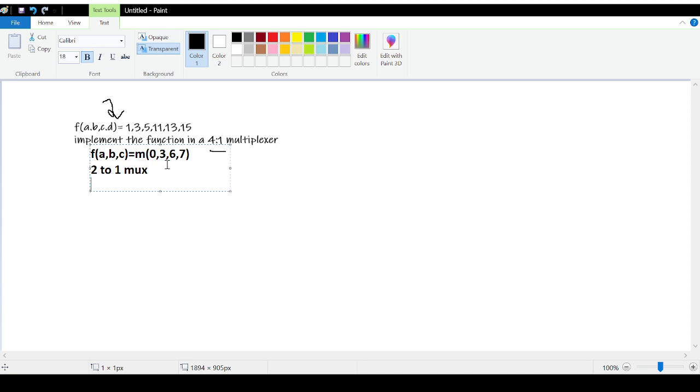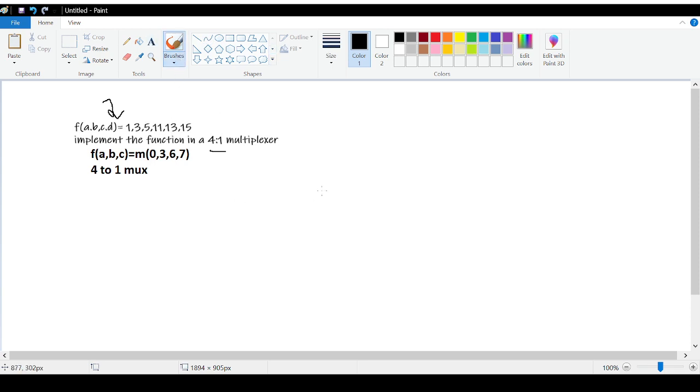Guys, last class, was this the question? Can somebody tell me? I think I gave you guys a function to implement. No, it was using a 4 to 1 mux. Yeah, this was the question. Using a 4 to 1 mux, you had to implement this function. So in a 4 to 1 mux, how many inputs are there? Four inputs. And how many outputs? One output. How many selector bits?